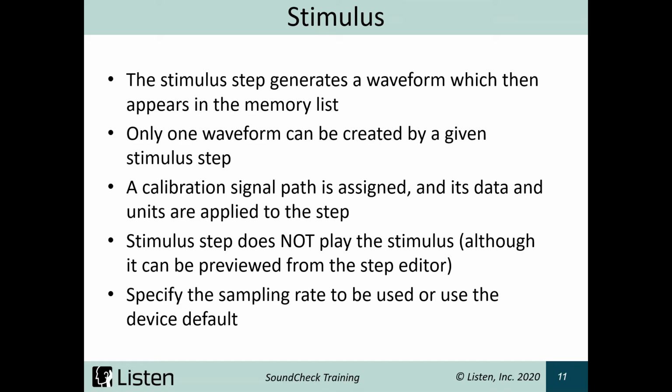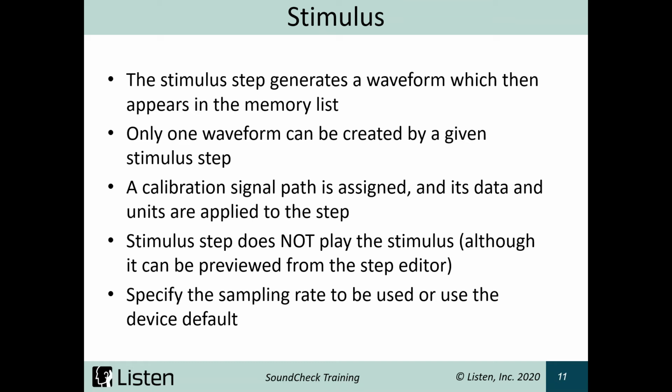A new feature in SoundCheck 18 is we can specify the sampling rate to be used inside the stimulus step itself, or simply use the device default. If I'm using an interface that has 10 different sample rates, I could define it in SoundCheck hardware as 44.1. When I ran my sequences and I used device default, the sample rate of my waveform that was created here would be 44.1.